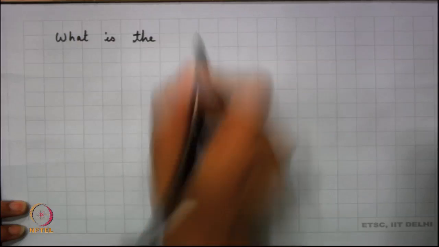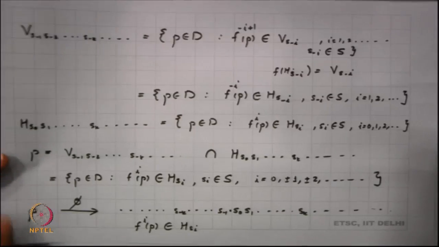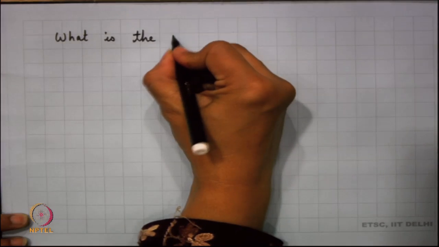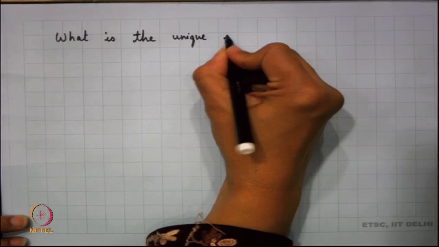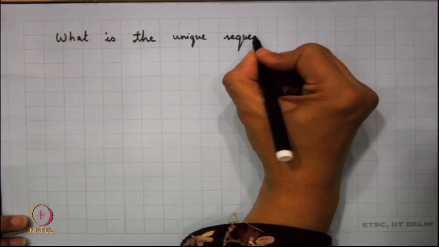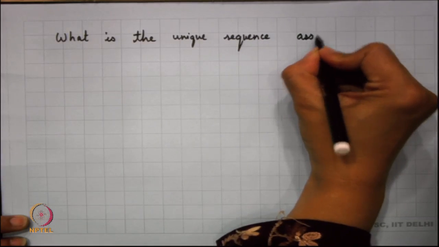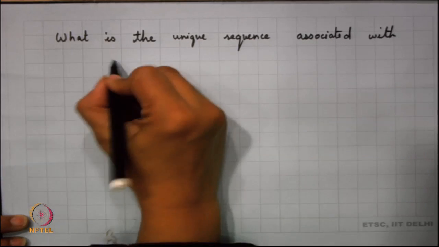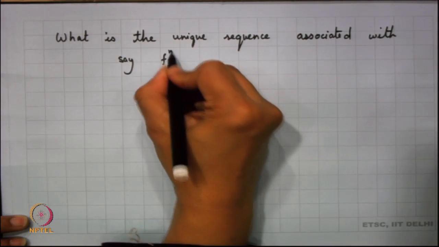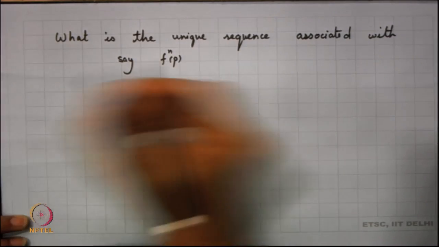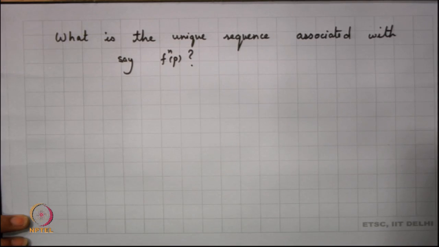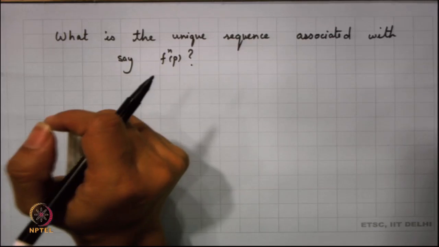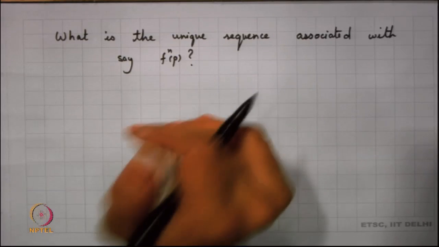We already know what p is attached to: p is associated with this particular sequence. So we would be interested in what the unique sequence associated with f(p) is. At the nth stage, what happens here? What is the sequence associated with f(p)? Ultimately we are trying to analyze the orbit of p. So what happens at f(p)?